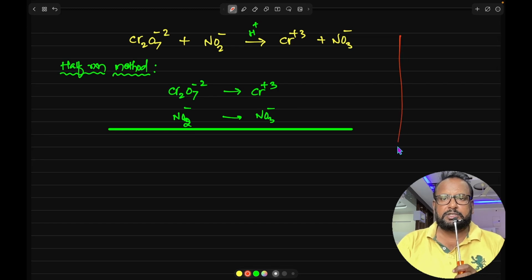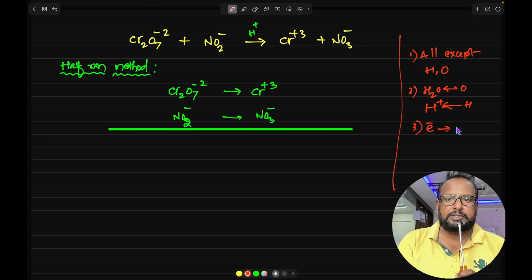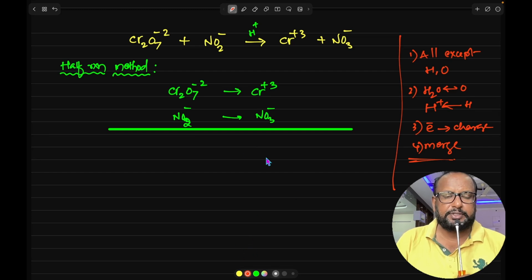We use the ion electron method, where we first balance all the elements except hydrogen and oxygen. In the second step we balance oxygens by adding H2Os, and we add H+ ions to balance hydrogens. In the third step we add electrons to balance charges, and in the last step we merge both reactions together to get the final reaction. So we'll do the same thing here.